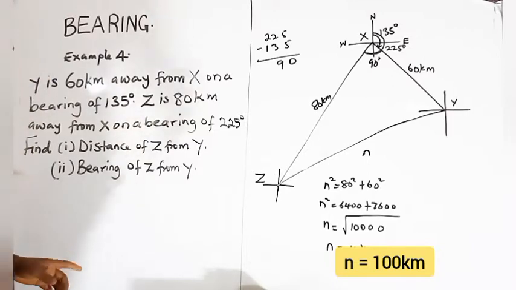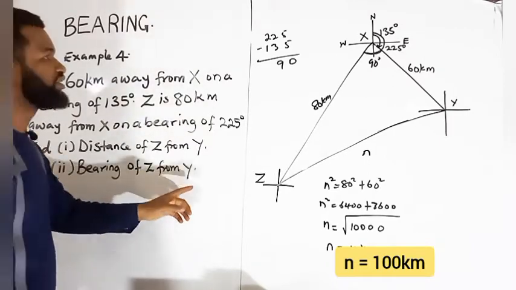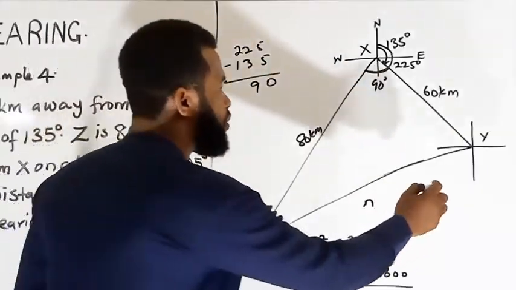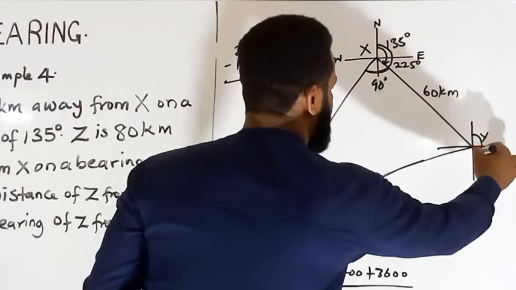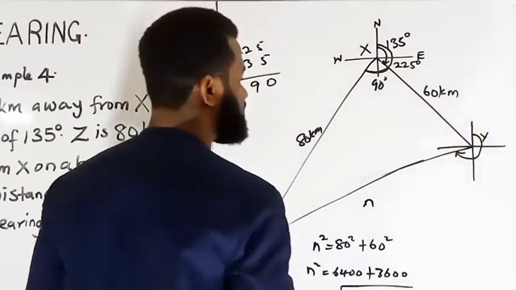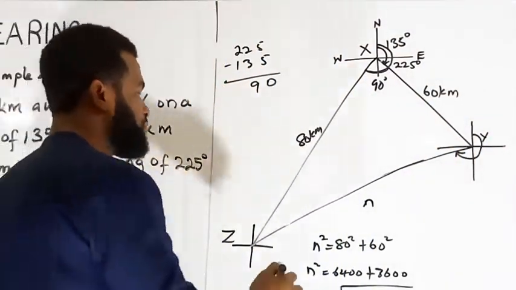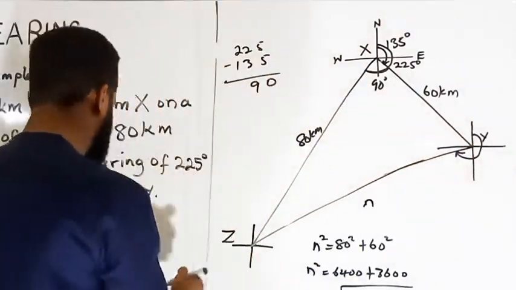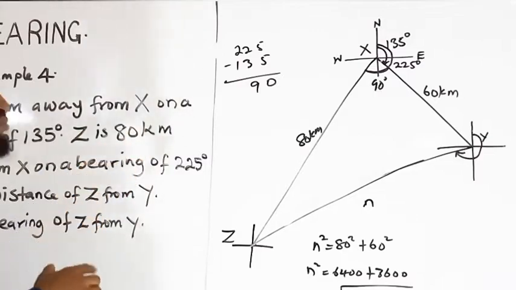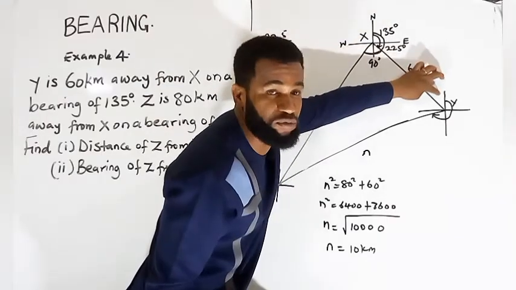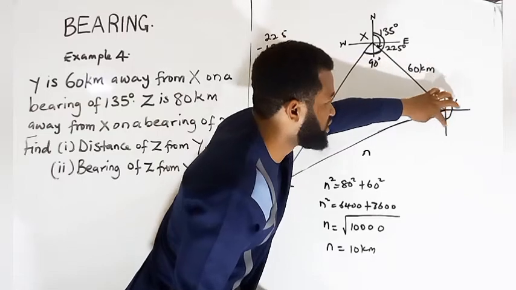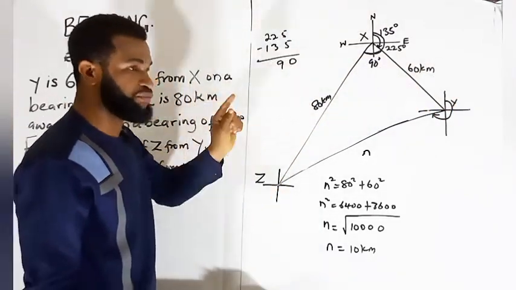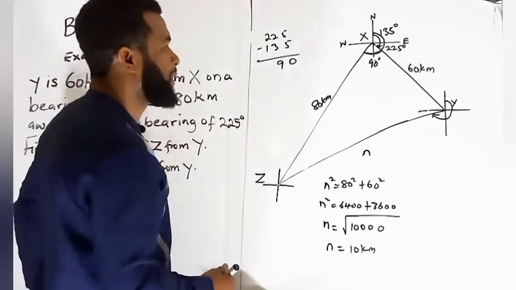Now the next question they say is the bearing of Z from Y. The bearing of Z from Y. That means what angle from here to here? That is the angle I'm looking for. The angle from this north all the way to the line that joins Z. From Y, I will measure from the north of the point of Y and then measure until I get to the line that joins the point Z. So let's find it. How do I get that?